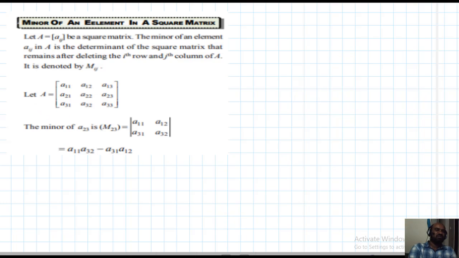Okay, students. Minor of an element of a square matrix. Aij is the square matrix. The minor of an element Aij in A is the determinant of the square matrix that remains after deleting the ith row and jth column of A, and it is denoted by Mij. Just now I explained, no? So again I want to explain, students, listen here.